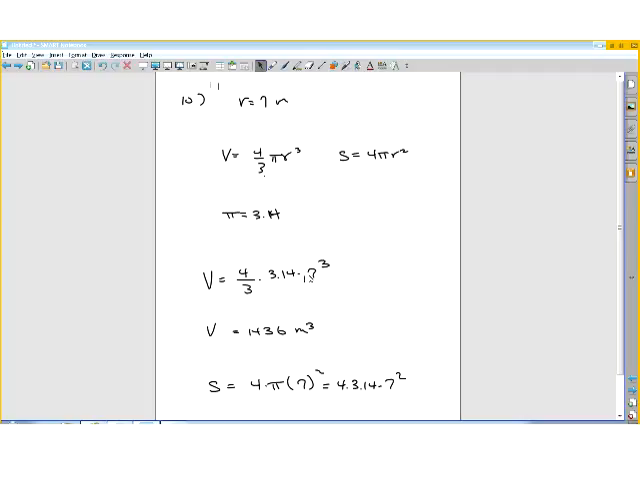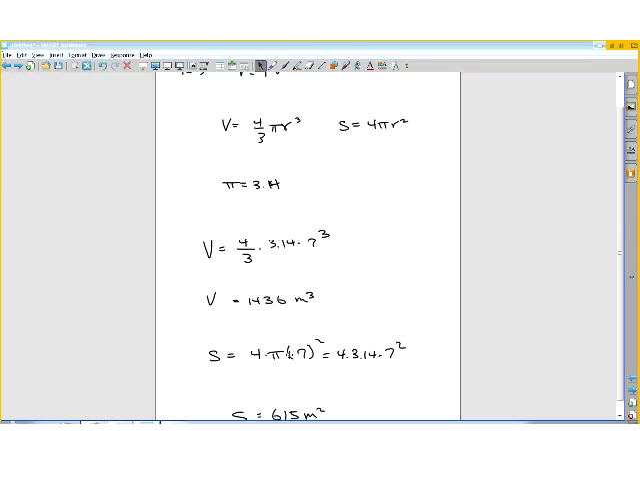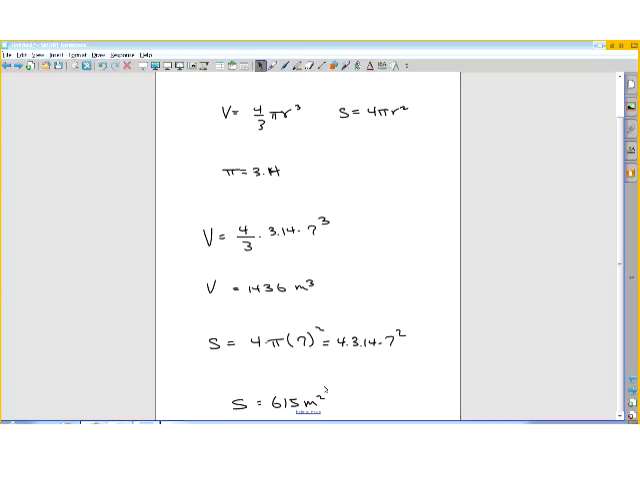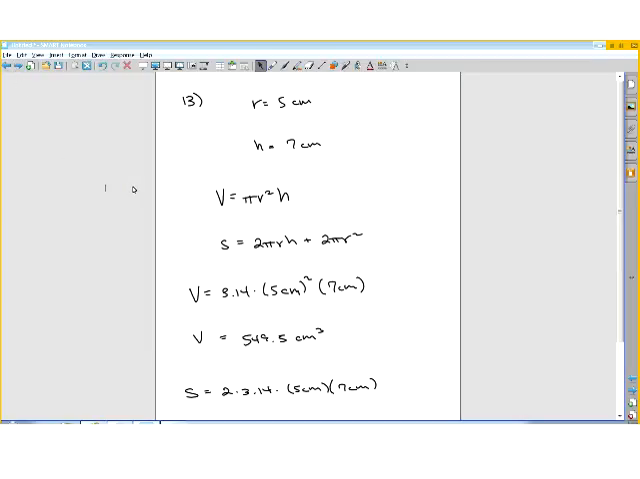4/3 pi, 4/3, 3.14 times r cubed. Our units are meters, so when we cube meters, we'll get meters cubed. So we multiply all this stuff together, we get 1,436, and the units are meters cubed. For the surface area, we have 4 times pi times the radius squared, which is 7. 4 times 3.14 times 7 squared gives us 615. And because we're squaring the units, we get meters squared. So that's the surface area.